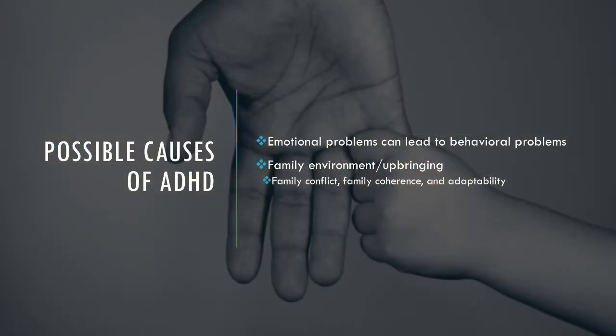There are also some possible causes of ADHD that researchers and doctors aren't really sure of, but one of them being emotional problems as a child can lead to behavioral problems, and those different behaviors can be classified as the symptoms of ADHD. Also, the family environment and their upbringing, more specifically family conflict, family coherence, and adaptability. So, for example, if a child is acting out and the parents don't reprimand their child and say, oh no, that's not good behavior, that behavior can continue and lead to behaviors that can be classified as ADHD.